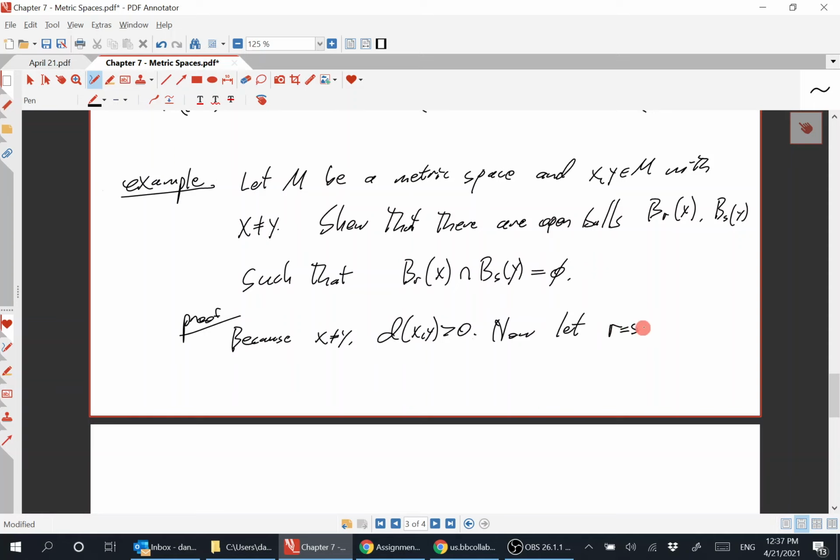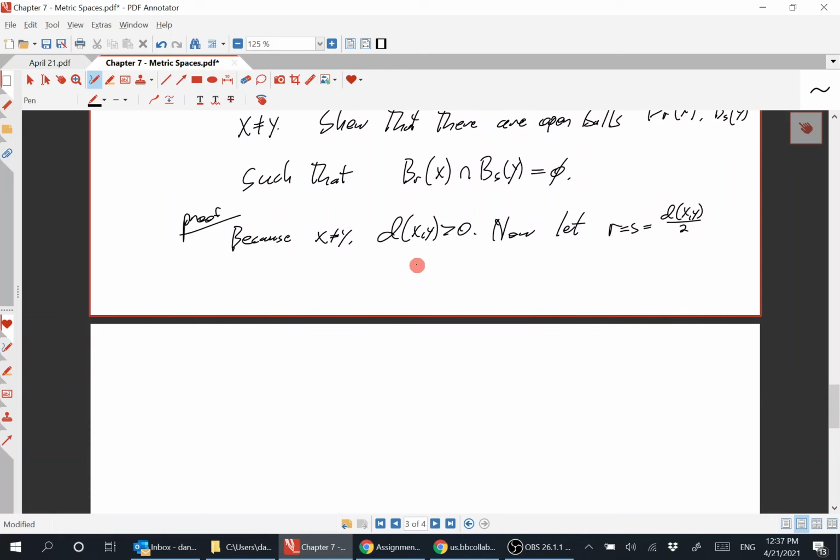So now let r and s actually be the same number, be equal to the distance from x to y over 2. So the distance from x to y is the only number that's actually a known, fixed number that we're working with here. Now we need to define r and s in terms of that fixed number. So just half. Or a third, if you want. Or a quarter. Anything will work, as long as you go with 1/2.